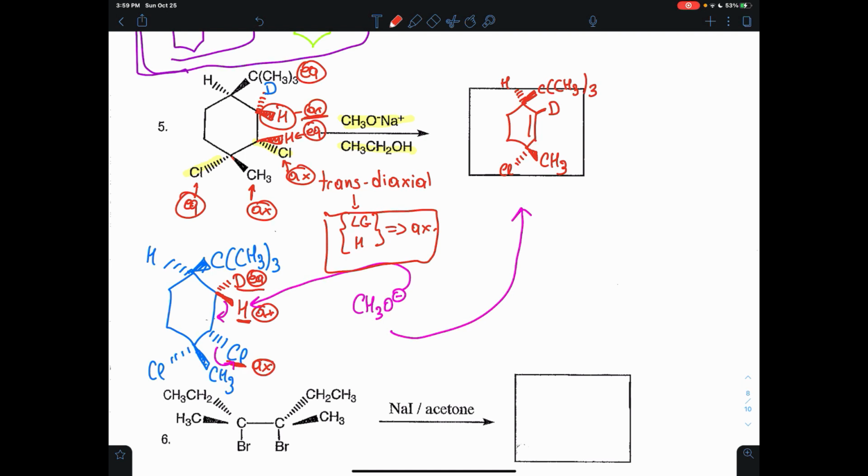If your deuterium was on axial, I'm allowed to use deuterium as a hydrogen, right? Because it's just an isotope of hydrogen. So if the deuterium was on an axial, I would have used the deuterium. That's why I'm just using the deuterium to show you that we have to use the axial hydrogen.